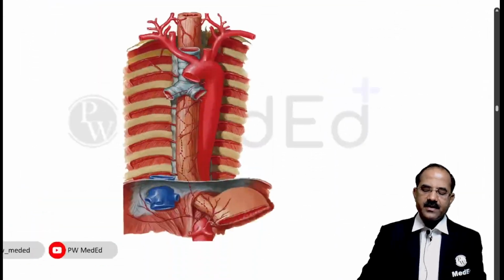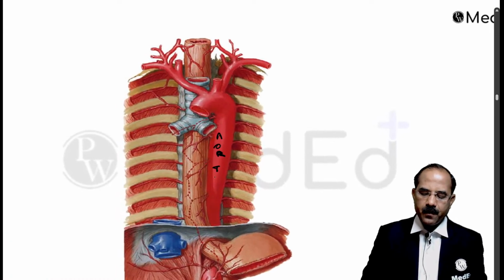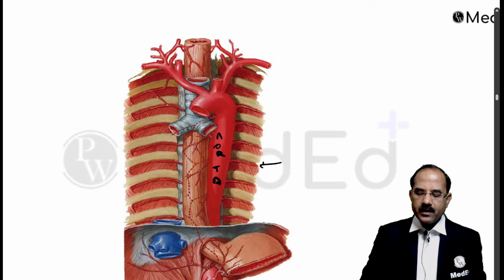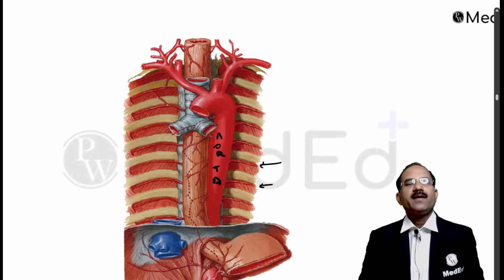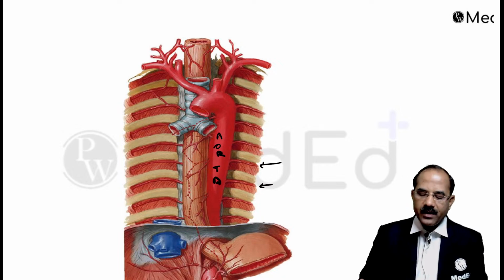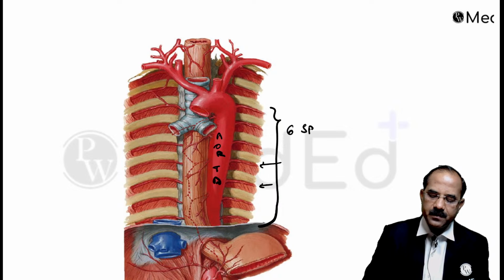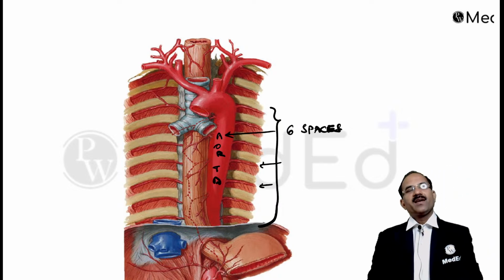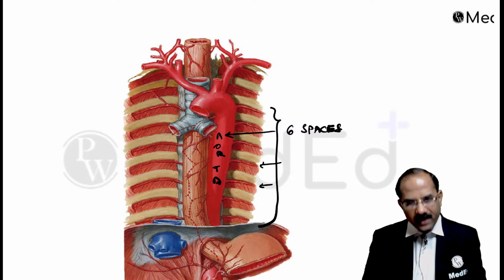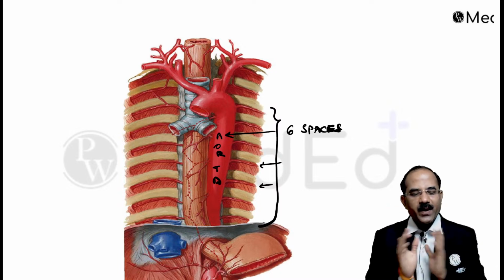Look at this. What is this? That's the aorta. And what are these? These are the posterior intercostal arteries. So posterior intercostal arteries in the lower six spaces are branches of the descending thoracic aorta.